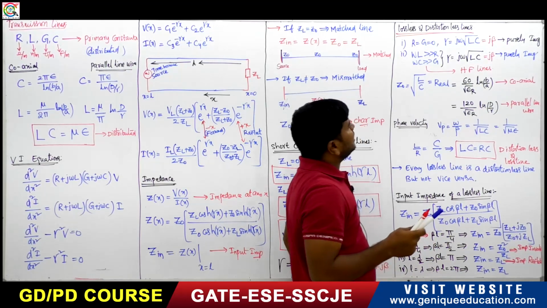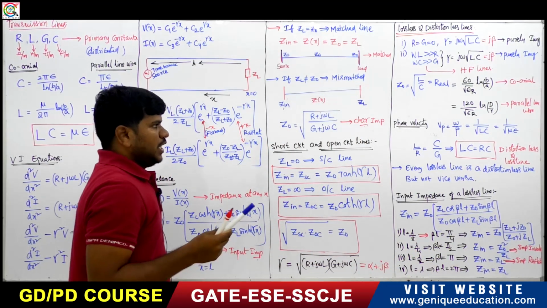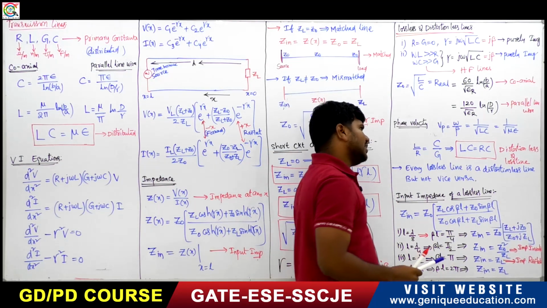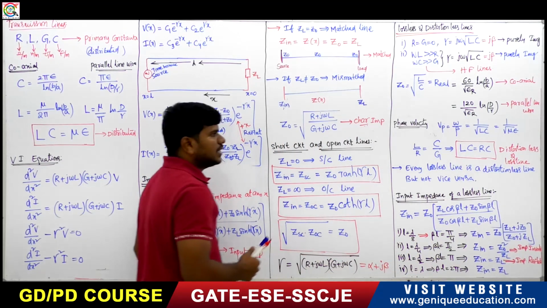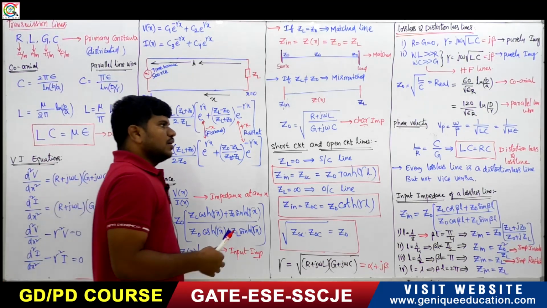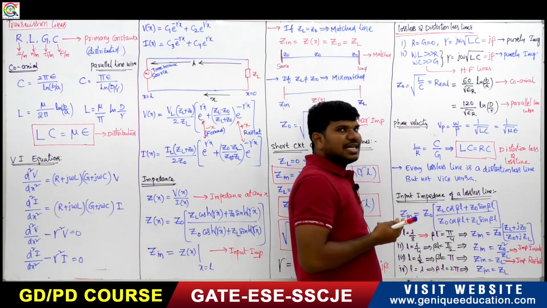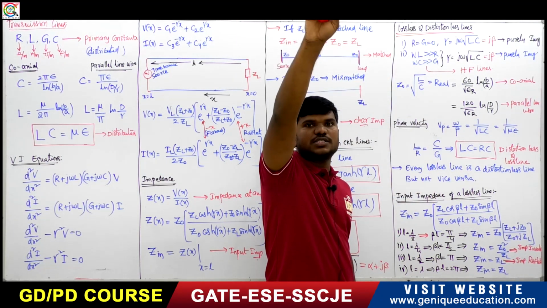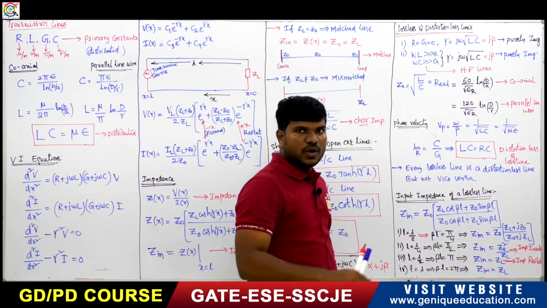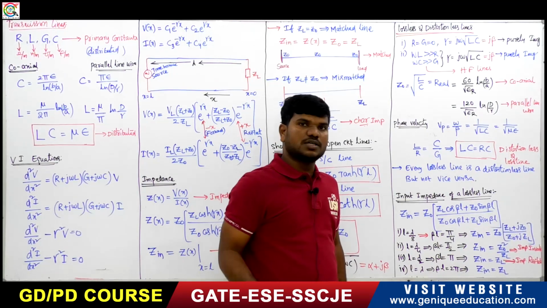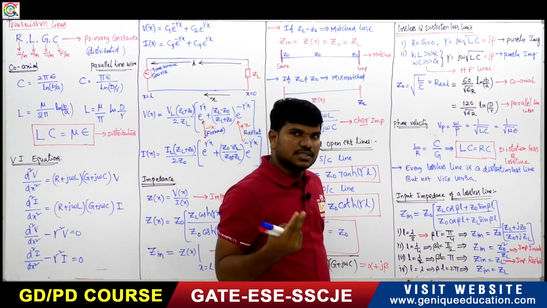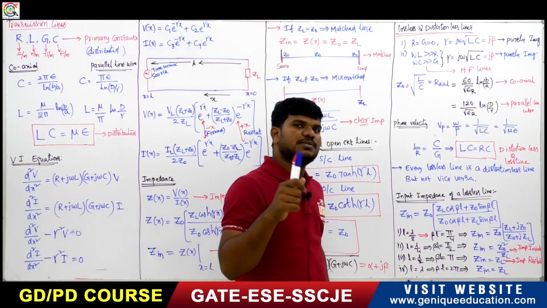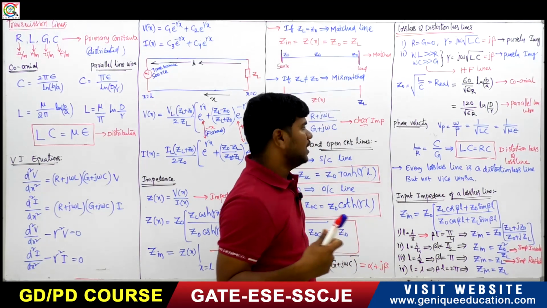Now one more important thing is the distortionless line. Suppose L by R is equal to C by G, then this is called the condition for the lossless and distortionless line. And you should remember what a distortionless line means. If you take any harmonic, the rising time constant must be equal to the falling time constant. If the rising time constant is equal to the falling time constant, then that is called a distortionless line. What is meant by distortionless is that the phase must be a linear function of the variable. That is called distortionless.